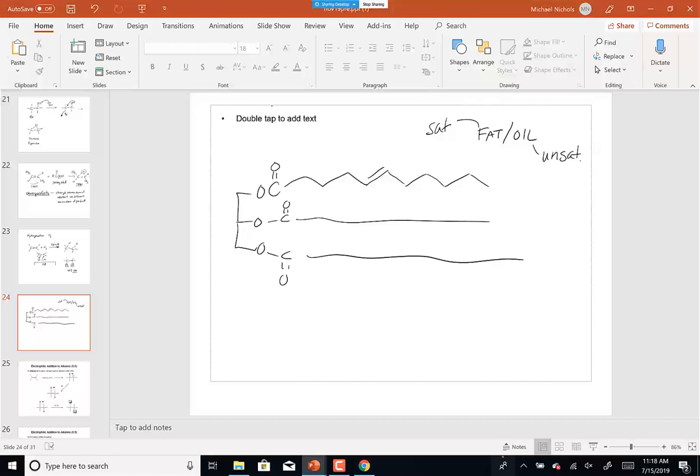What do they do when they make Crisco? You know, the magic solid. They basically take an oil and they solidify it. How do they do that? They treat it with hydrogen and palladium, and they take that double bond and convert it to a single bond. But if you only end up hydrogenating part of the double bonds, then you end up with partially hydrogenated fats and oils, right? And those are evil too. So if you've heard of those terms, that's how hydrogenation is applied to food chemistry.